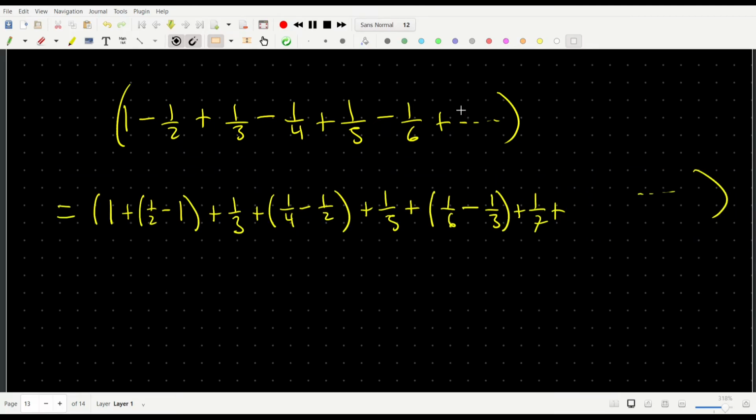Next term here is going to be negative 1/8 in our harmonic series. Sorry, yes, positive 1/7 minus 1/8. The next term here is going to be positive 1/8 minus 1/4.